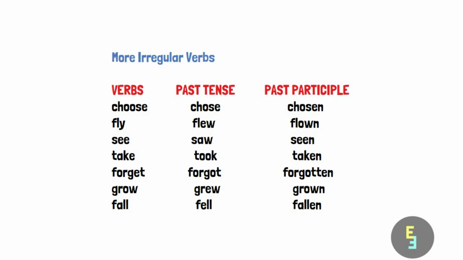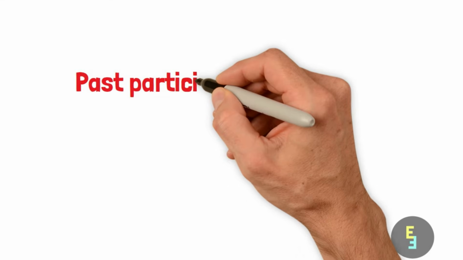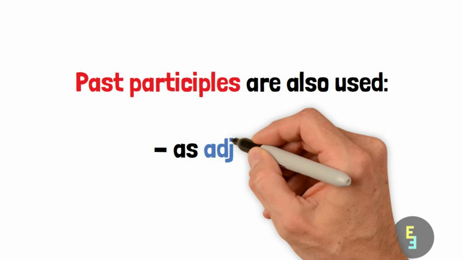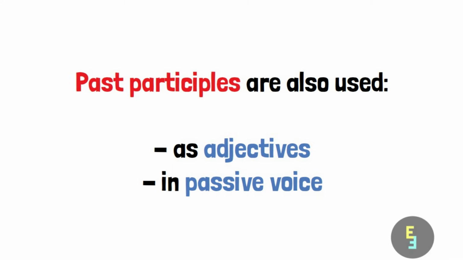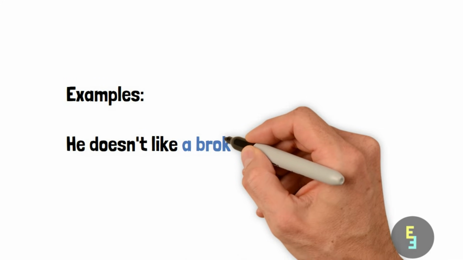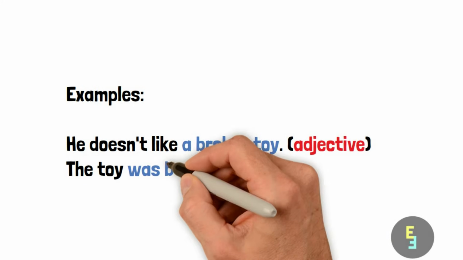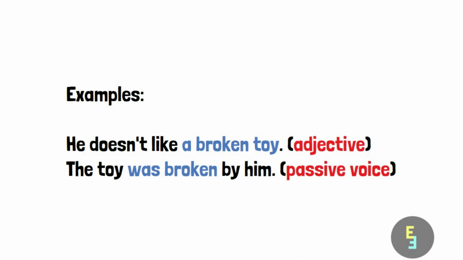Fall, fell, fallen. As mentioned earlier, aside from perfect tenses, past participles are also used as adjectives and in the passive voice. Check out these examples. He doesn't like a broken toy. The toy was broken by him. In the first sentence, the word broken is in past participle form used as adjective. While in the second sentence, the word broken is also in past participle form but used in passive voice.